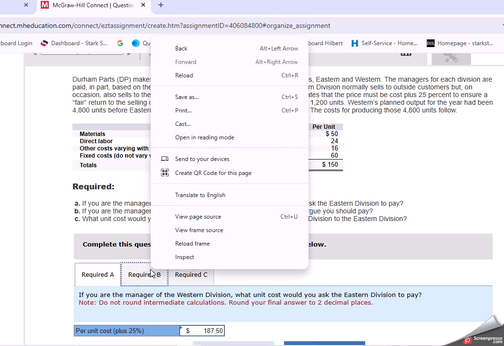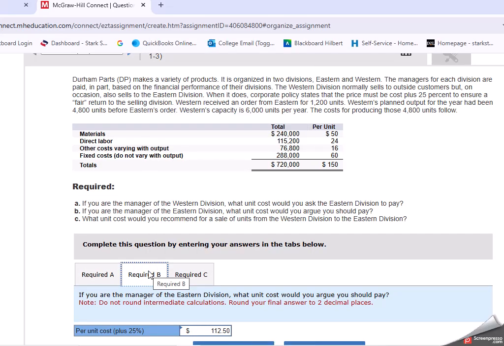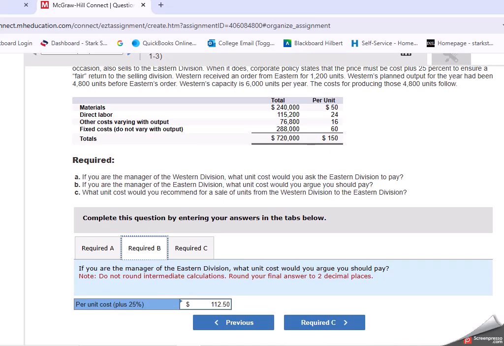Now requirement B says, okay, what if you're the Eastern division? The Eastern division is the one I had calculated in the first place. So the 50 plus the 24 plus the 16, that $90, not counting any of their fixed costs, multiply that by 1.25. And again, the 1.25 is saying it's 100% of the cost plus the 25% markup or increase. So if you're the Eastern division, you'd say, okay, I want to pay you the $112.50 because I don't want to pay any of your fixed costs. Those don't vary based on us buying those units from you. You still have to pay those.